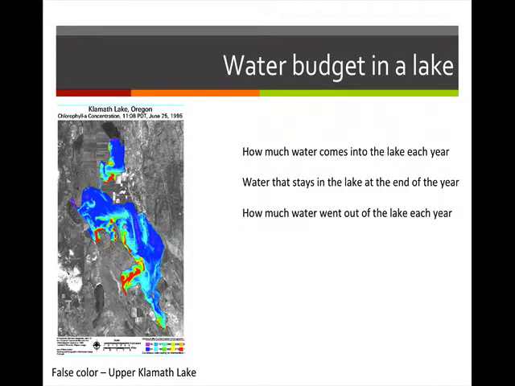Let's start with a water budget in a lake. This is Upper Klamath Lake, where I do some research, and the picture shows false color of chlorophyll in the lake, showing blooms in particular places. But if we were to do a water budget in this lake, we'd really want to know how much water is coming in every year, how much water is in the lake at the end of the year, and how much water went out of the lake each year. And then we just add those up and do a water budget. And that would be just like a budget you might do for your checkbook or your account.